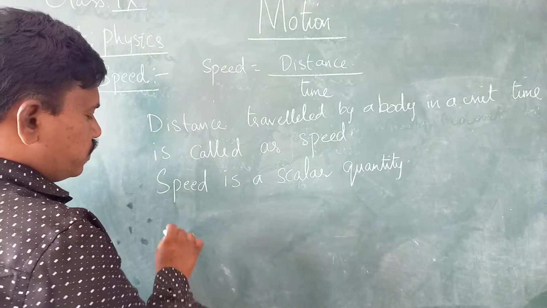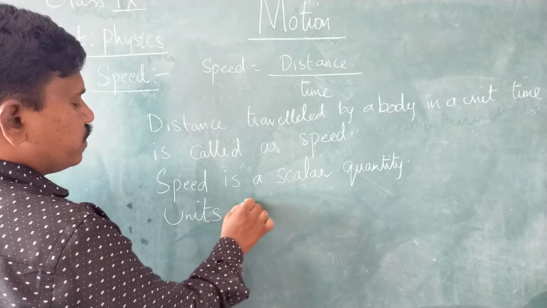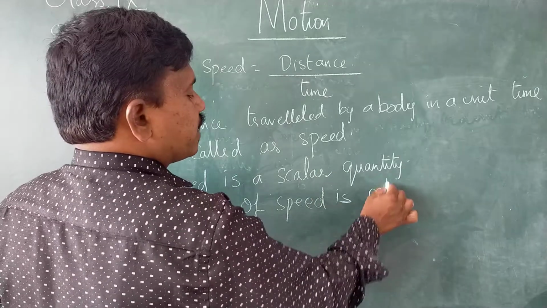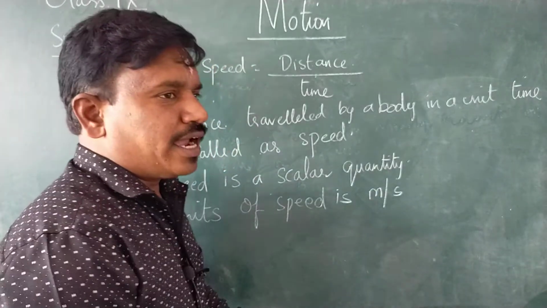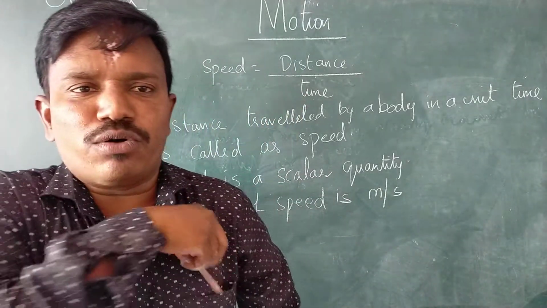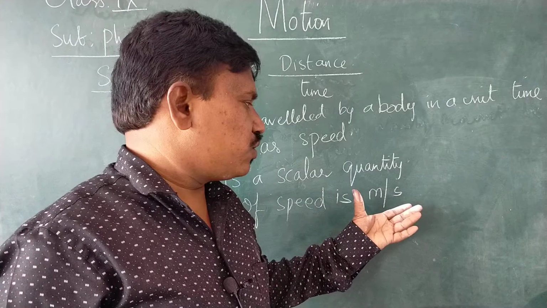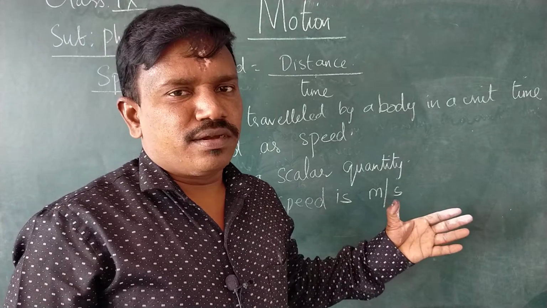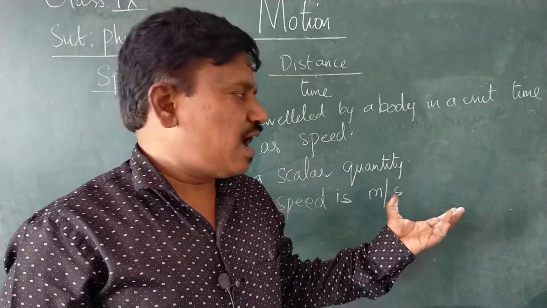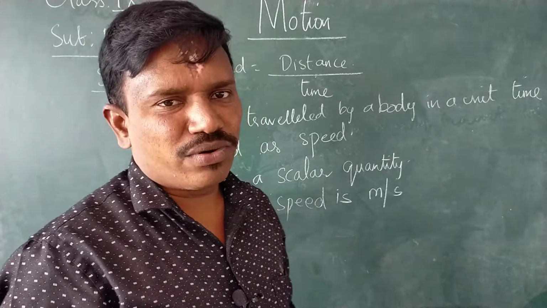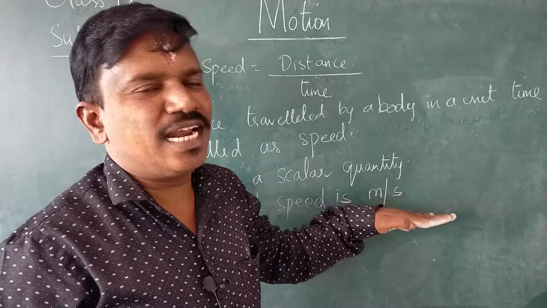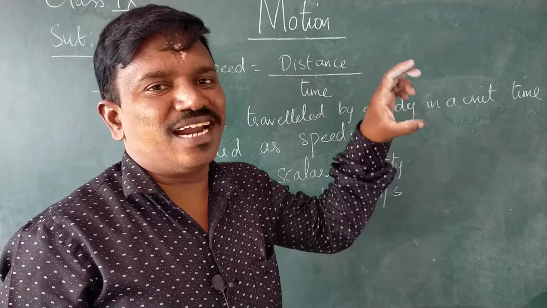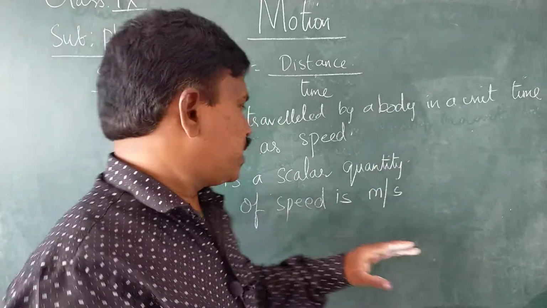Now, the units of speed. The unit of speed is meter per second. When I write units, I will write only the standard units. There are other units too, like kilometer per hour, miles per hour, centimeter per second. But whenever I mention units, those are the standard units. Always in physics we mention the standard units. Meter per second.